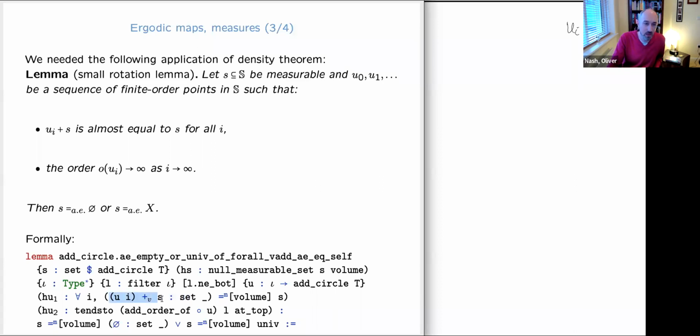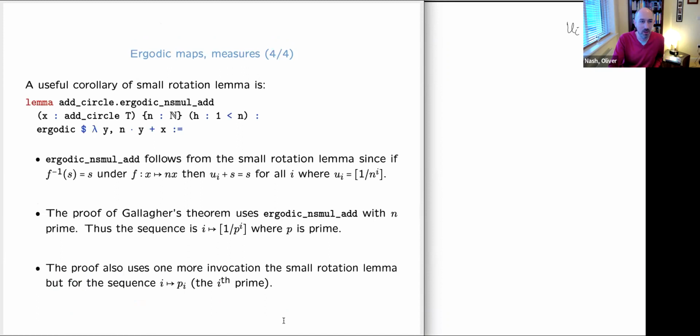So the set rotated by u_i plus s is almost equal to s, with respect to the volume, that's the Haar measure on the circle. That's what this is saying. And then the order of this is tending to infinity. Then the set's almost empty or almost full. Okay, so that's the key property of the circle. And yeah, how do you get ergodicity from this? Well, this is maybe the nicest example of the formal statement looking quite attractive.